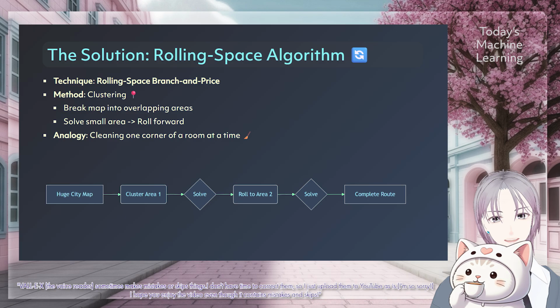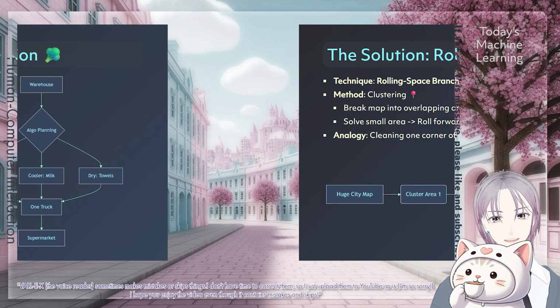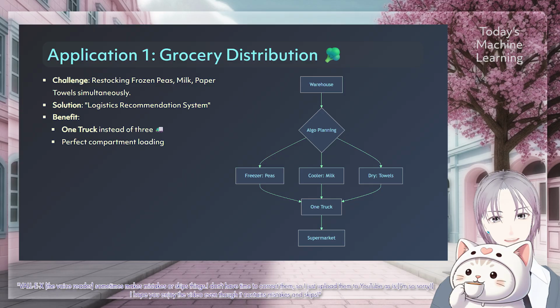Let's talk about how this applies to everyday life. This technology is the brain behind the scenes of things we use every day. Here are 3 specific examples of where this applies. First, let's look at grocery and food distribution. This is the most direct application. Imagine a large supermarket chain. They need to restock their shelves.